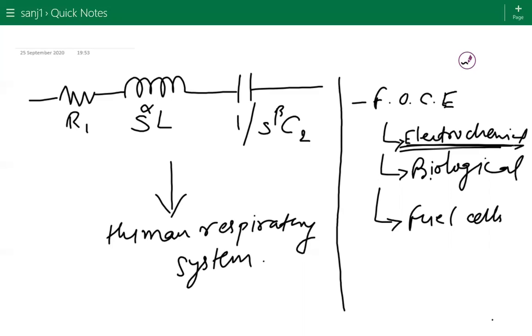So in the next lecture, I will try to develop the key concepts of the fractional order, that is, why fractional order came into the picture from the system's point of view.